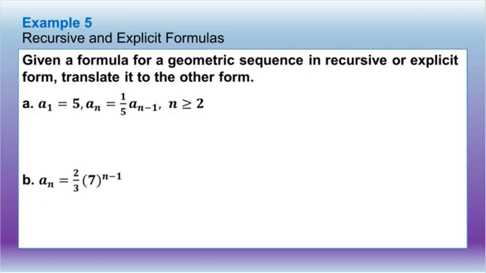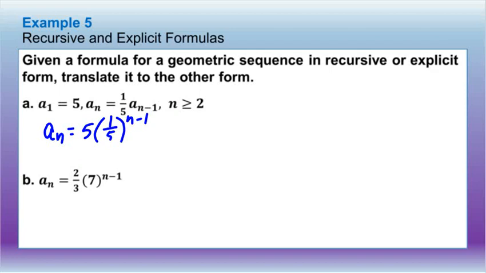That part where it says n is greater than or equal to 2, I'm not going to worry too much about that. We know the first term and we know the common ratio. So we are going to write this as a subscript n equals the first term, 5, times the common ratio of 1/5, raised to the n minus 1 power. So that would be our explicit formula.